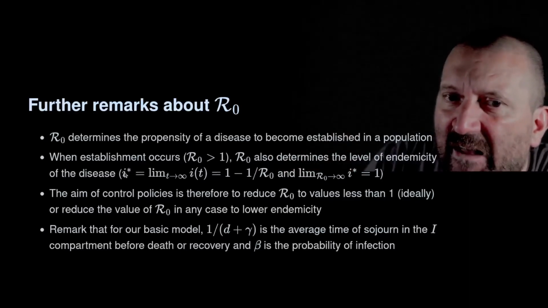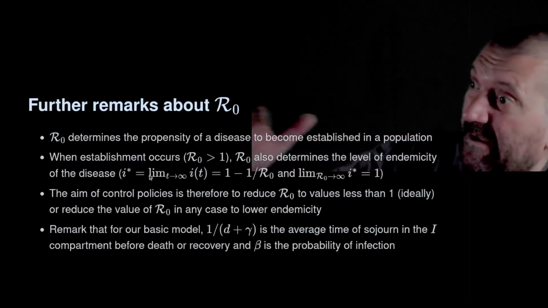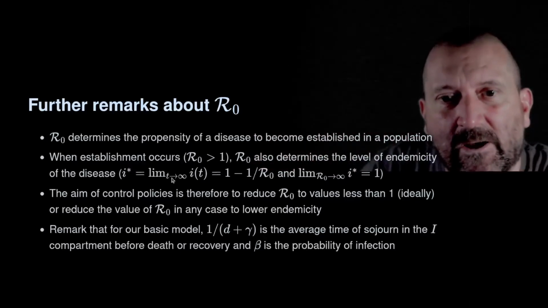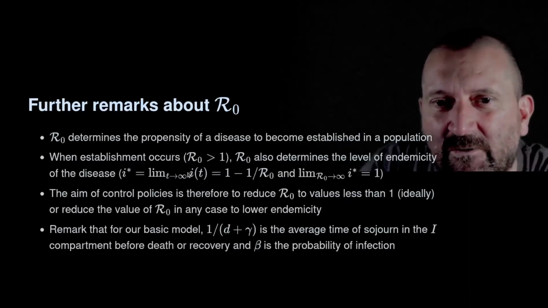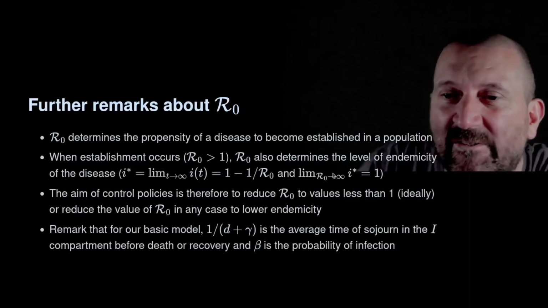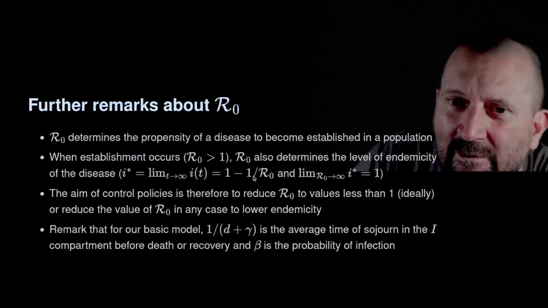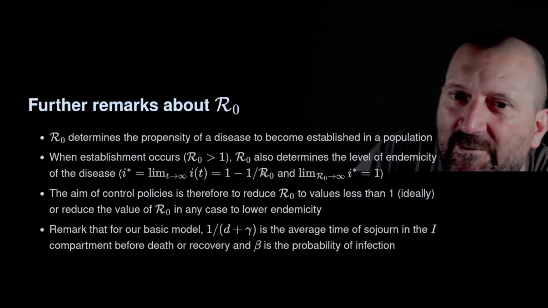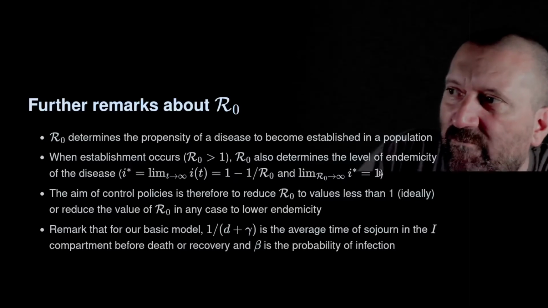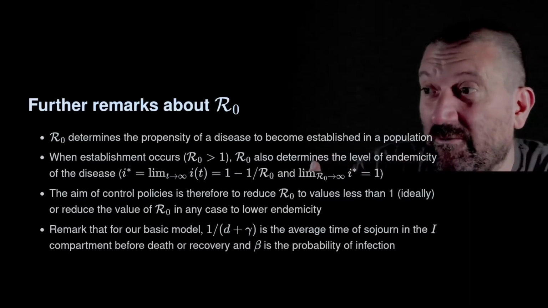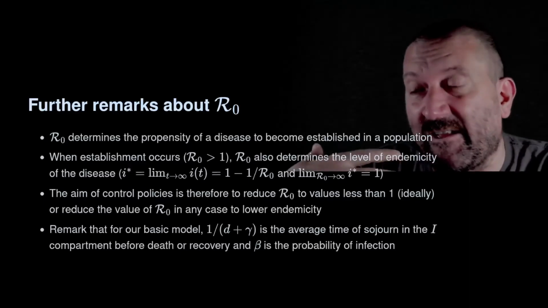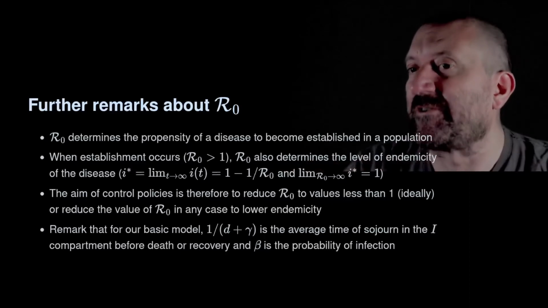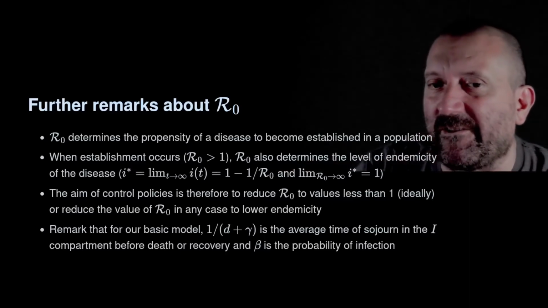Because if I write I star to be that limiting value of I of t, 1 minus 1 over R0, I can see that when I take R0 larger and larger, this 1 over R0 goes to 0, and that means that we go towards 1. So if R0 is very large, the disease is present in virtually everybody in the population.